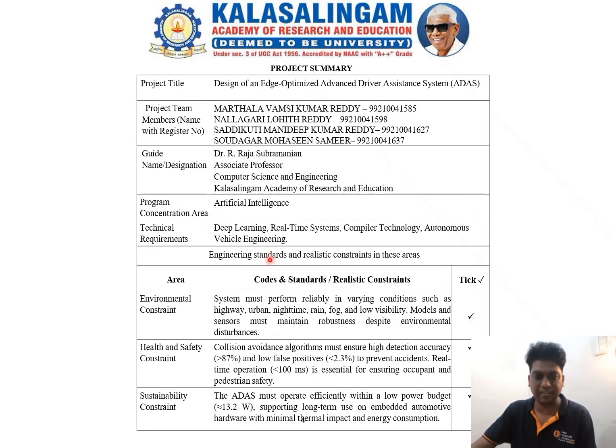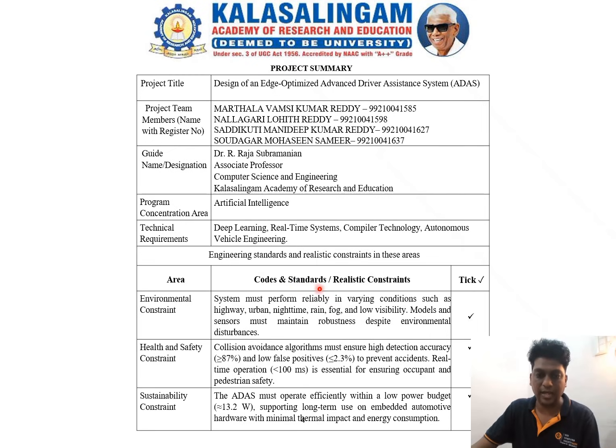First, you should understand the difference between these two. What do you mean by a program concentration area? It means your title comes under which particular area. You should mention the particular domain alone. Then the technical requirements: for your project, what are the technical requirements? Under this you can mention deep learning, real-time systems, compiler technology, autonomous vehicle engineering. So these are the technical requirements for this particular project.